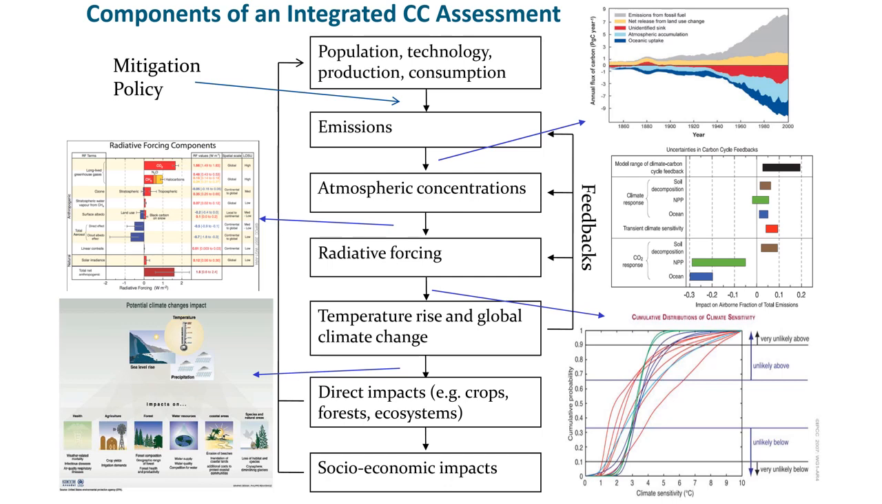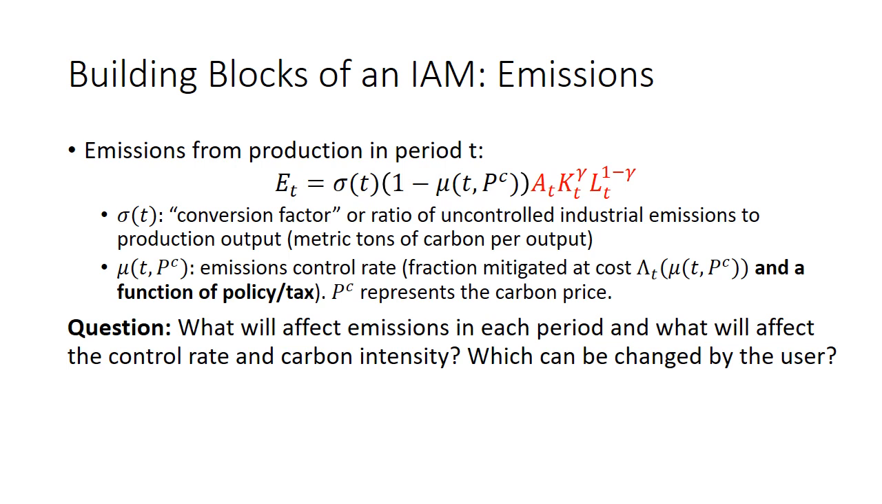How does production get translated into emissions? The function for emissions in period T, ET, is sigma T. That first term on the right-hand side of the equal sign is sigma T. This is a conversion factor, or the ratio of uncontrolled industrial emissions to production output. In other words, this is how we're translating production GDP into CO2. Sigma T should be written as CO2 over GDP.